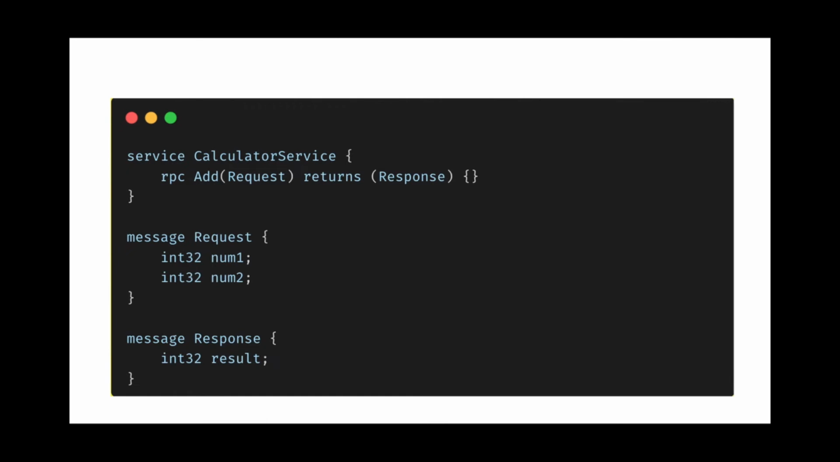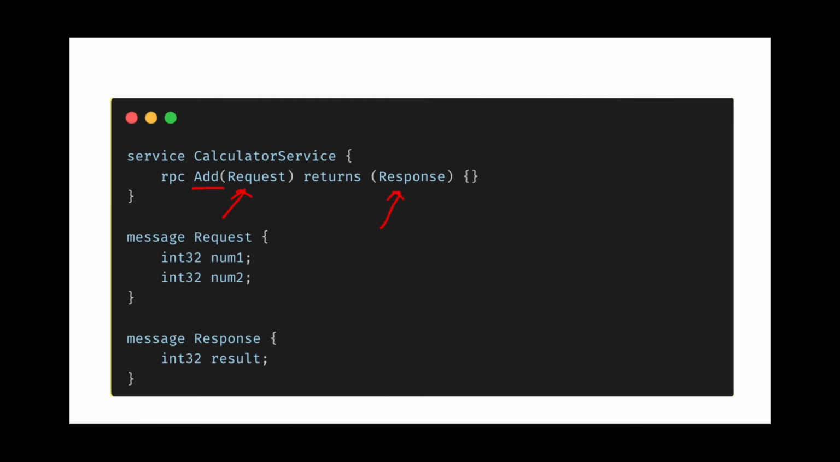This is an example of an IDL file where we are defining a calculator service, and let's take a simple example where it provides only one function, the addition function. It takes a request and returns a response. That's how you define the function: the function name and the parameters of this function. We have defined a request, and we'll see what it is. The return value of this function, in this case, is a response.